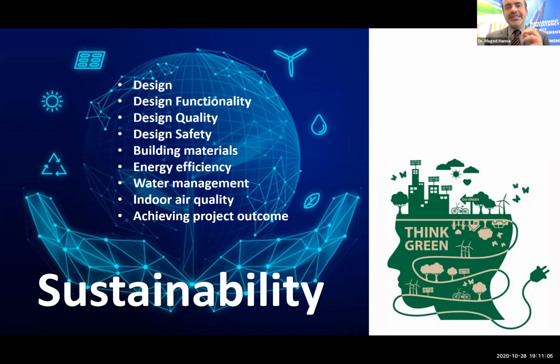And when I talk about sustainability, I'm talking about different factors: functionality, quality, safety, materials, energy efficiency, water management, indoor air quality. This is the front group of factors.